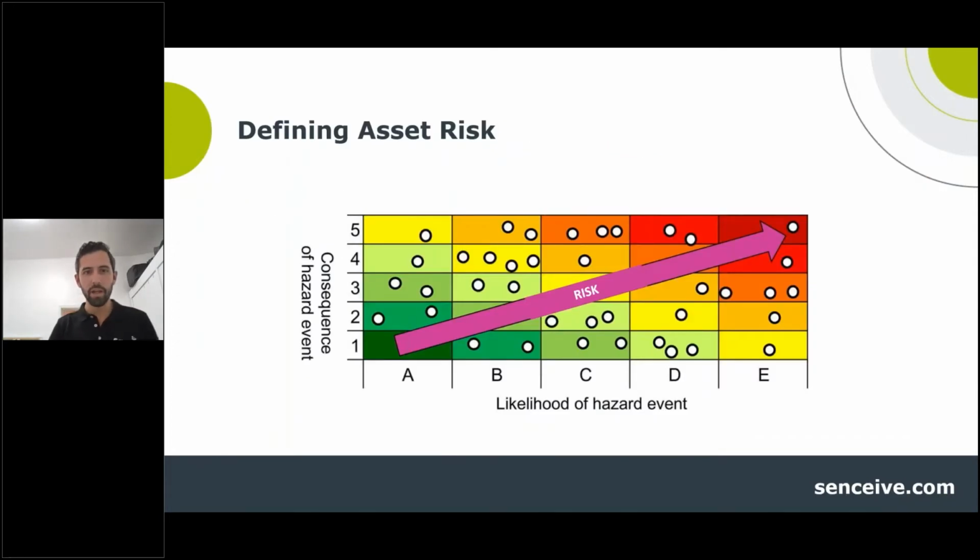So further defining an asset risk, this is a common table used to categorize, according to the x-axis, A through E, and then the consequence of that hazard event, 1 through 5. So looking at box E5, that's certainly a structure that would be of grave concern, likelihood of a hazard event very high, with the consequence of that hazard event.